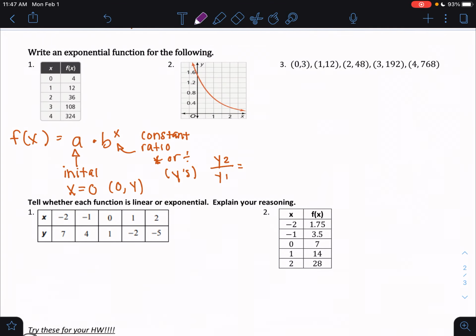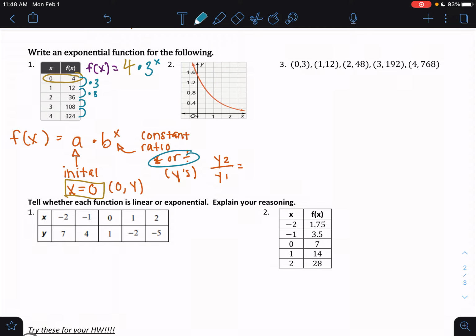So we're going to look at our first one, and we're going to write our equation. So we have f of x equals, and now we need to figure out what is a. When x equals 0, right, that is what a is. So when x is 0, y is 4. Now let's figure out b. b is our constant ratio. So what are we multiplying by or dividing by each time we go up in the y's? This one is fairly clear that we are multiplying by 3 each time. So our ratio is 3 to the x.